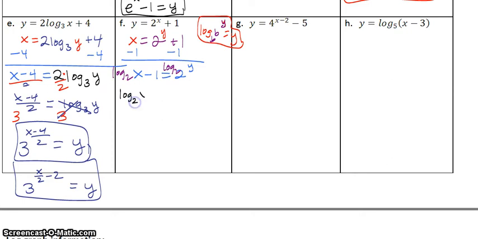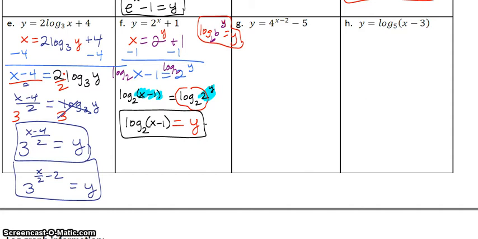So basically I took what I had, and I made it here and here, but then I put a log base 2 of both sides. And the reason I did that is this is that property where this part cancels, and that's just equal to y. So my final answer is log base 2 of x minus 1 equals y.